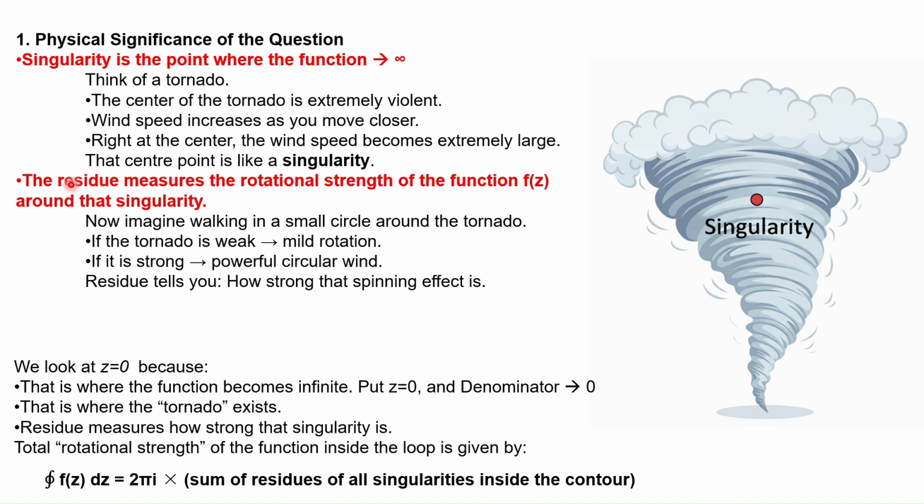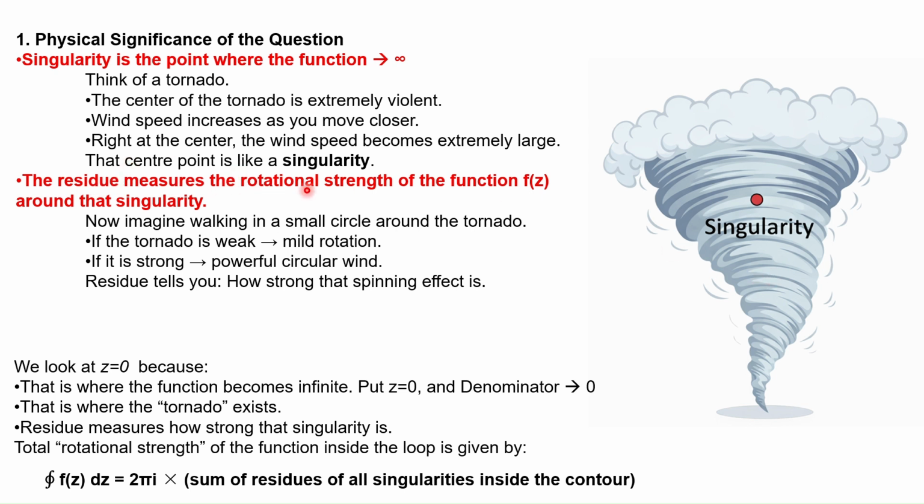So the problem statement mentions to calculate the residue. Now residue is linked with singularity. With the definition of singularity, it means a singularity is a point where the function tends to infinity. So here you can think of a tornado. The center of the tornado is extremely violent, and as you move closer to the center, the tornado becomes extremely violent. And that is what the singularity actually means.